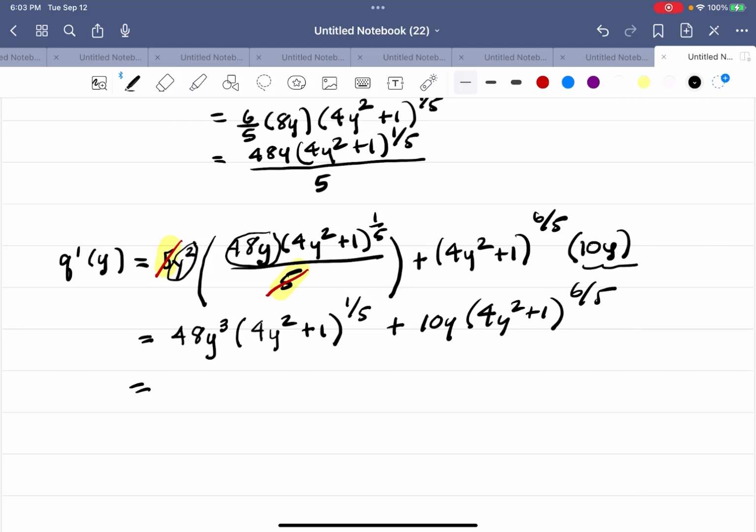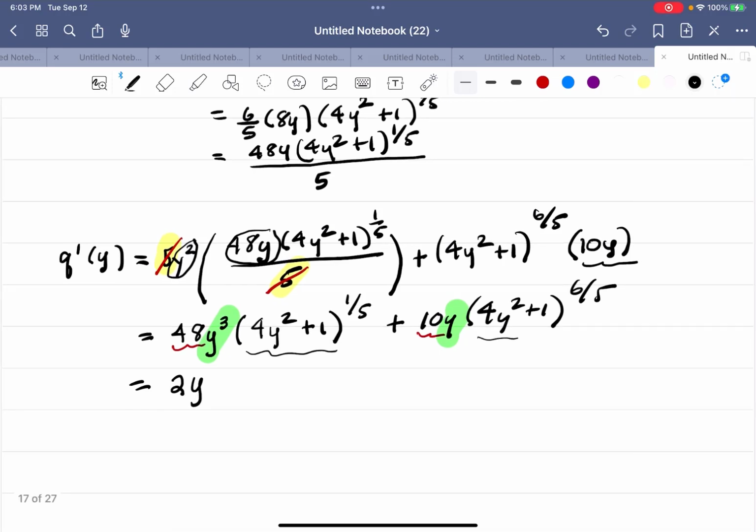Now I'm looking for common factors. 48 and 10 have a 2 in common. That's going to be a 2. And then the y cubed and the y have a y in common. And then a 4y squared plus 1 to the 1/5 is the smaller of the two bases. So 4y squared plus 1 to the 1/5. And now all I have to do is figure out what's left.